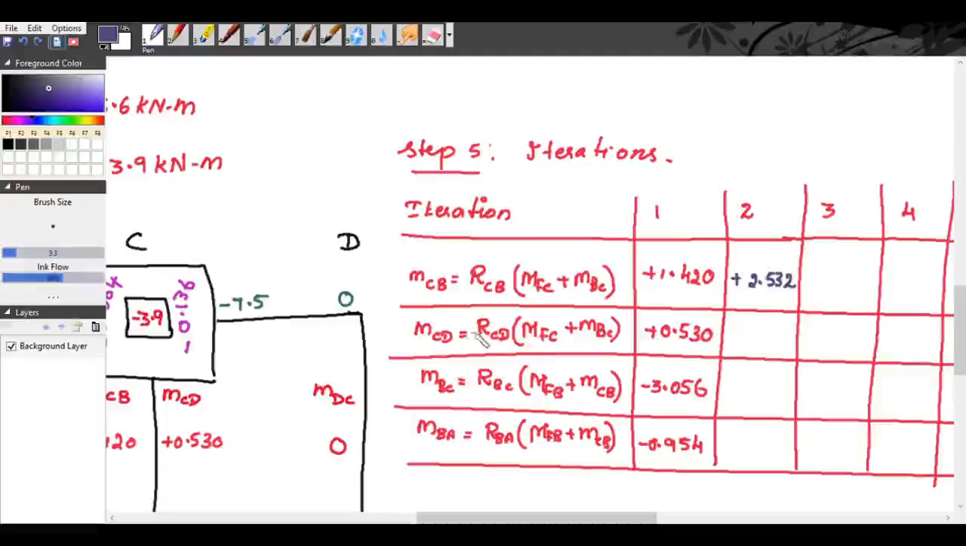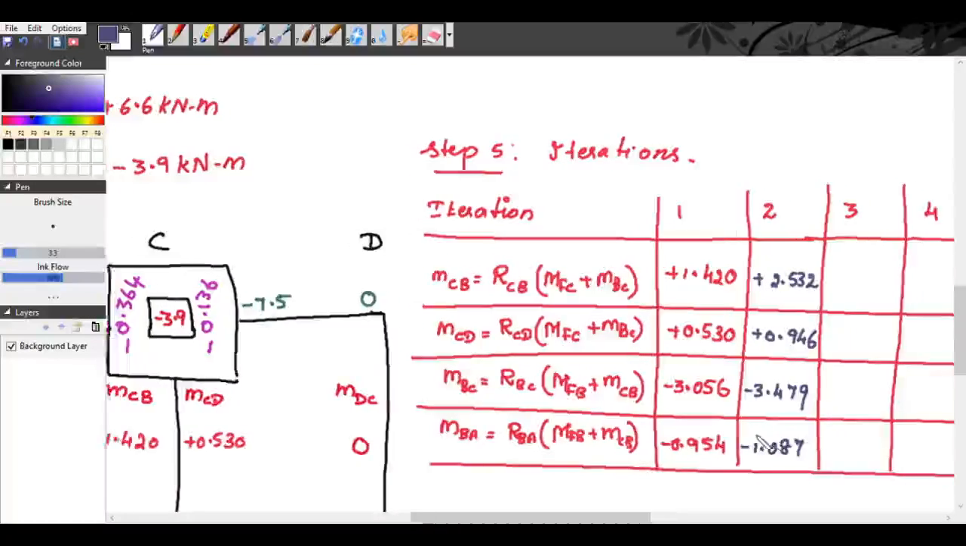So for MCD you get 0.946. In the second iteration, for these two cases you have to use this MBC value. Now for MCB you have to use RBC, and capital MFB remains the same. For small MCB you have to use whatever you found at the end, this last value, plus 2.532.